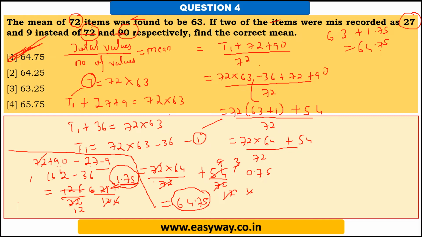So you have to think a little and then solve this question. If you don't understand this method, it's okay, you can always go by the conventional method. Okay, but this will save much of your time. Okay, so the answer here is option number 1, that is 64.75.